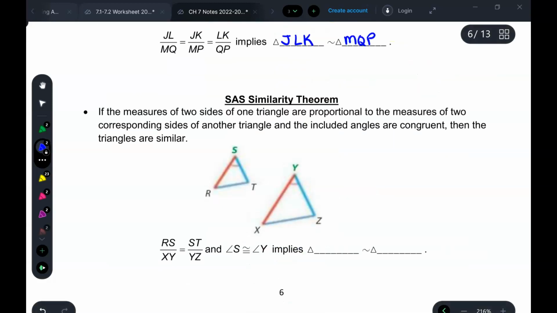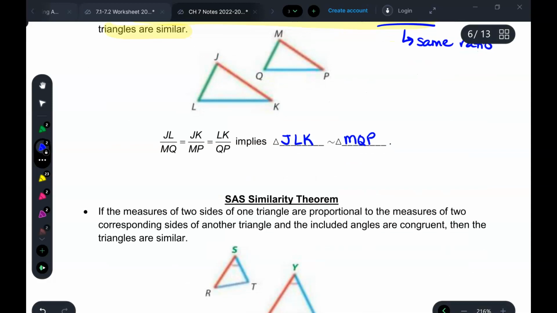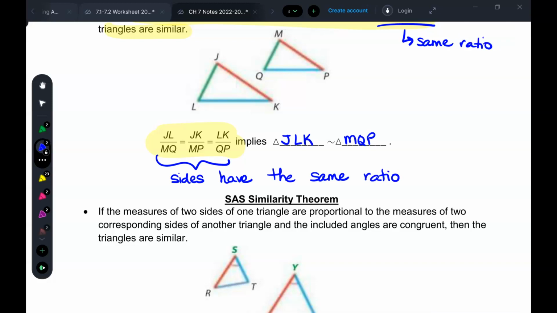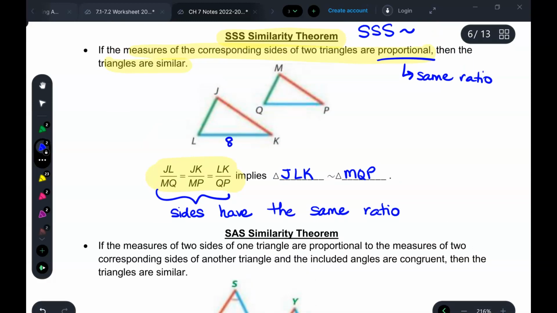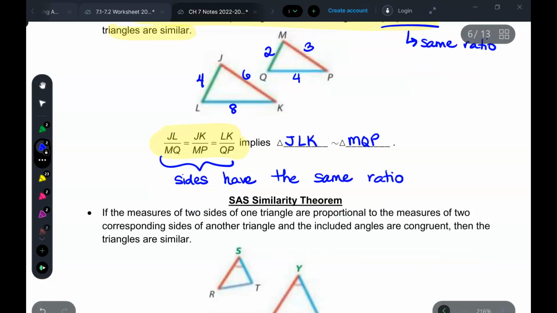What does the thing over the other thing mean? These are showing the sides have the same ratio. That's what we're saying. So we have to compare, like if this came out to a ratio, an example would be, let's say this was 8 and this was 4. If this is 6, this would have to be 3, and if this was 4, this would have to be 2. So all three sides would have a ratio of 2 to 1 or 1 to 2, depending on which way you're looking at the triangles.